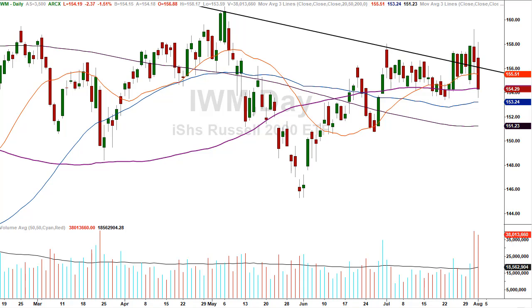Why did we find support where we did today in the IWM? You can see it as clear as day. There's no accidents. There's no coincidences.